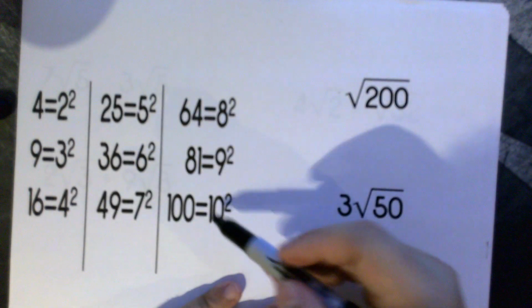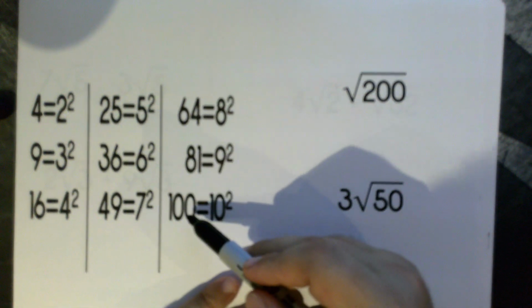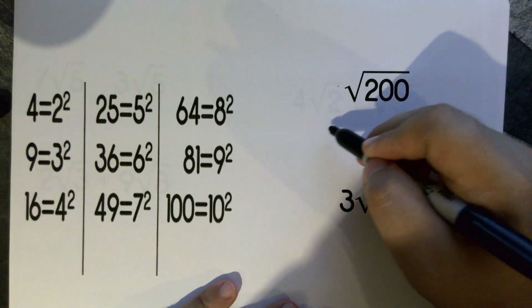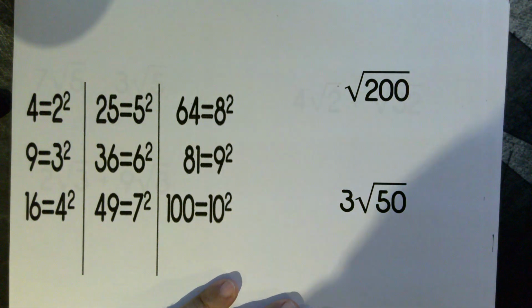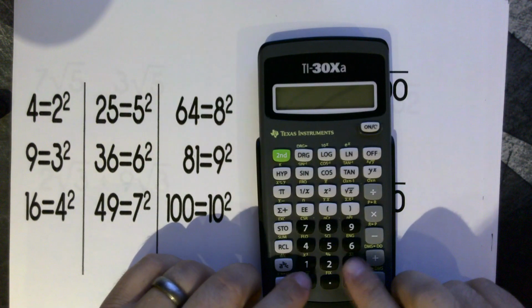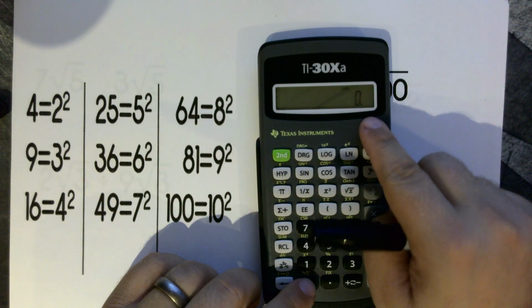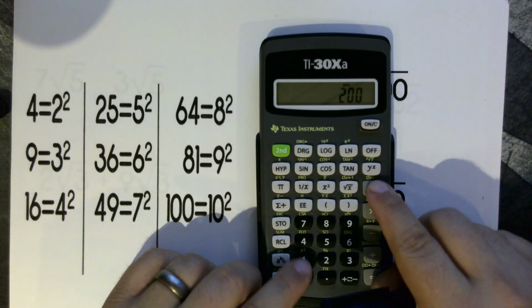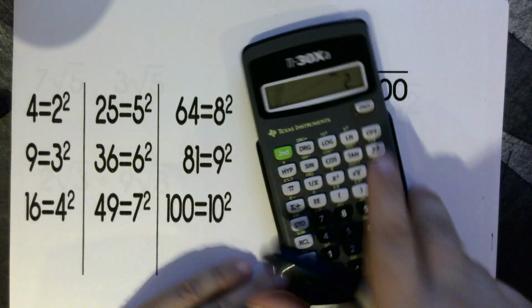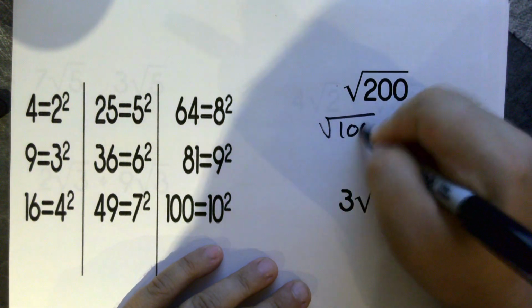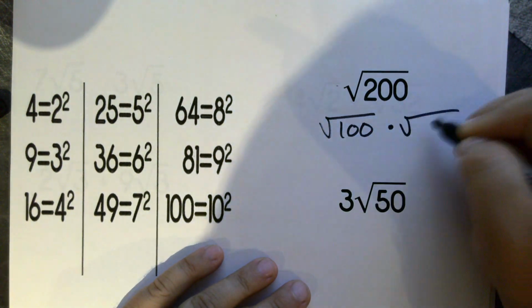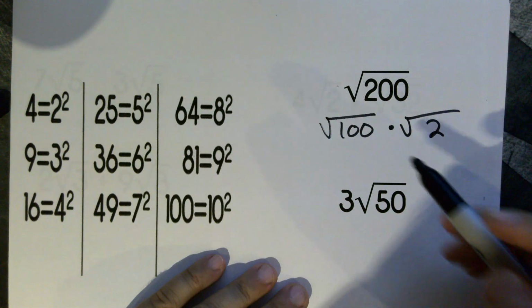So which one's the highest? 100. So we want to multiply something by 100 to get 200. So you would divide 200 by 100, see what's left. 200 divided by 100 is 2. So we can just break this down. This is the square root of 100 times the square root of 2. It's the same thing as the square root of 200.